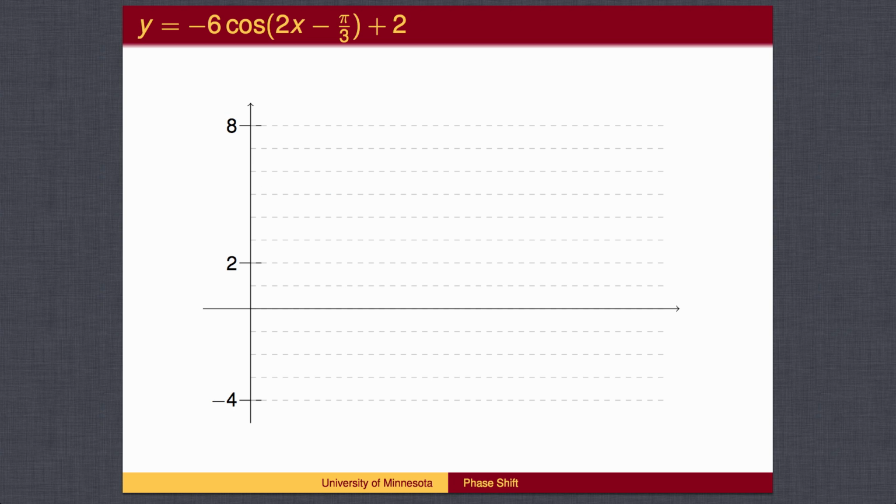Let's mark the y-axis first. The center line is at 2, the bottom at negative 4, and the top at 8. We mark the x-axis every pi over 12, emphasizing the quarter marks at pi over 4, which is 3 pi over 12, pi over 2, which is 6 pi over 12, 3 pi over 4, which is 9 pi over 12, and pi, which is 12 pi over 12.